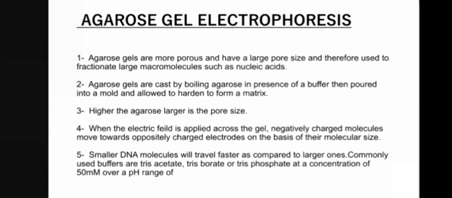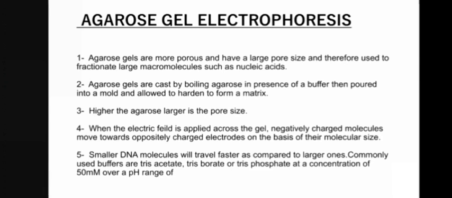Number 3, agarose gel electrophoresis. Agarose gels are more porous and have large pore size and are therefore used to fractionate large macromolecules such as nucleic acid. Agarose gels are cast by boiling agarose in presence of a buffer, then poured into a mold and allowed to harden to form a matrix. The higher the agarose, the larger the pore size.